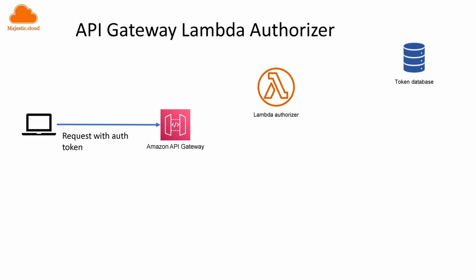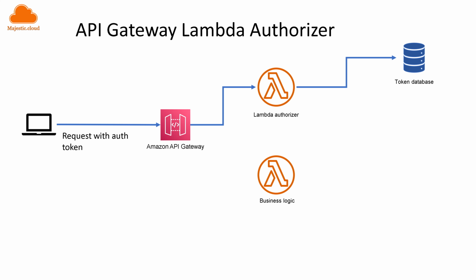And then if your Lambda authorizer decides that all of this is fine and the token is valid, it will respond with an IAM policy to the API Gateway, and then the API Gateway will actually allow the other Lambda, which contains the business logic, to perform its duty, its mission. So this is in short what the purpose of the authorizer is, and now we're going to actually implement it.